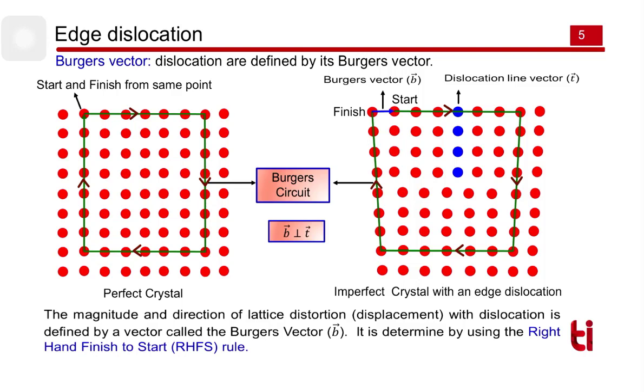To define this, we define a unit vector t along this line, which we call the dislocation line. If clockwise, the t vector will be inside the plane. If it is anti-clockwise, the t vector will be outside the plane. So it is a unit vector. This we call the Burgers vector.